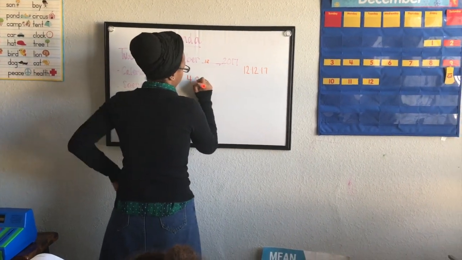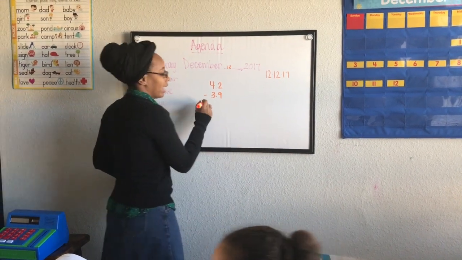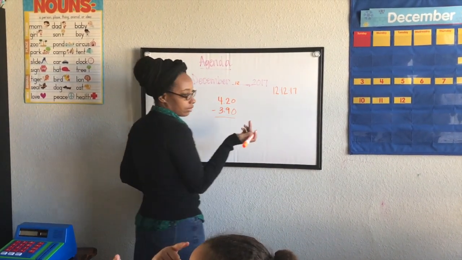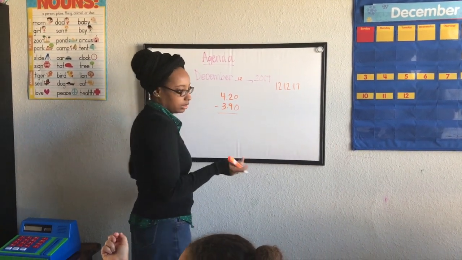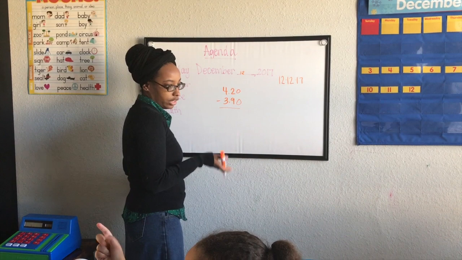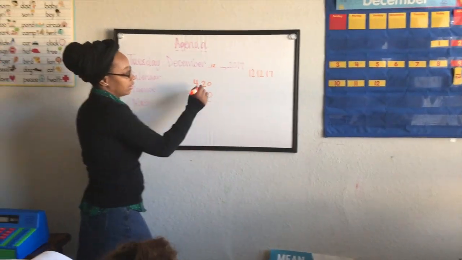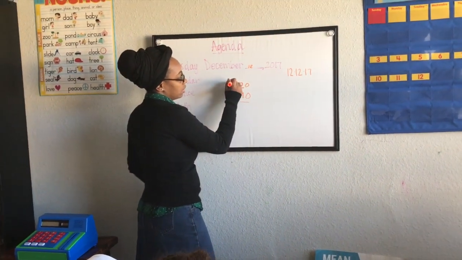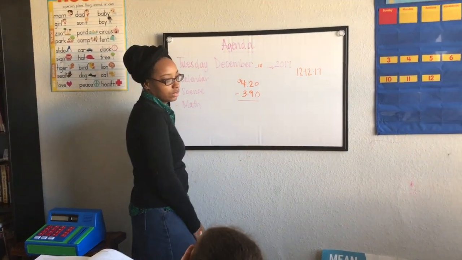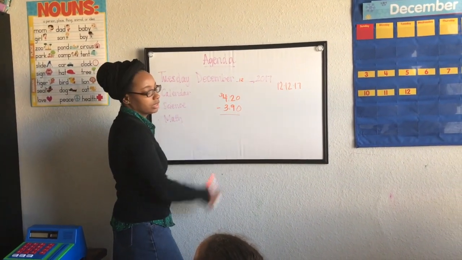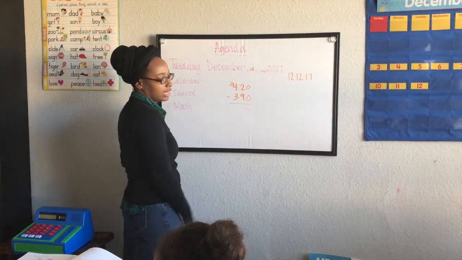So 4.2 minus 3.9. Like I said, if you think about it as money. Okay? 2 cannot obviously subtract from 9. You can't take 9 from 2. So what do you need to do? Put a 1 next to the 2 and cross out the 4 and make it a 3. So the 2 becomes a 12. Now 12 minus 9 is 3.